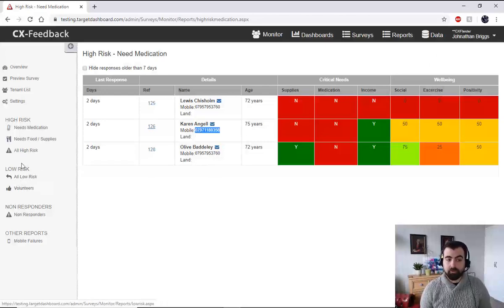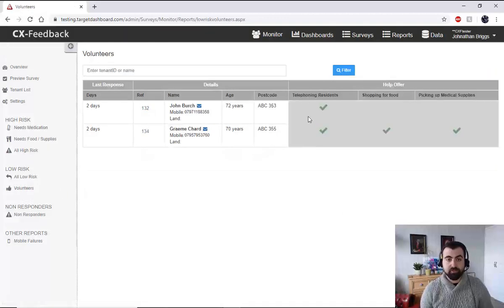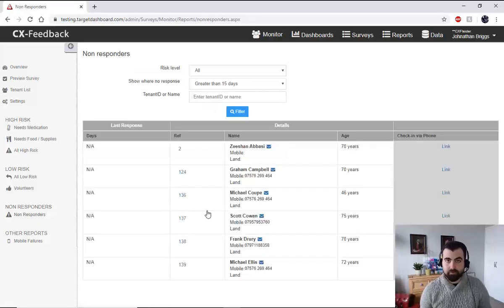We can also monitor the low risk tenants for various things, including a list of the volunteers that we can then export, as well as any of these other lists. We can export them to Excel and to PDF. We can monitor who has volunteered time for what, and we can use this to assign resources to where they're possible to assign.